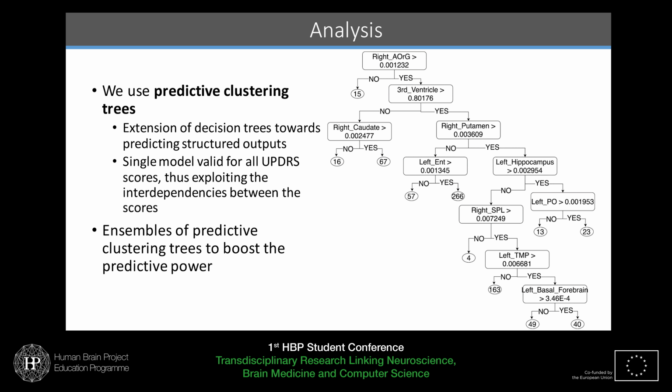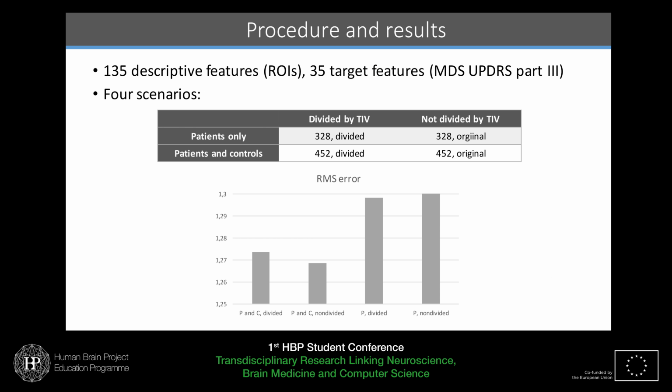And as you've seen in Draghi's talk, here we have a tree. In the nodes we have our regions of interest from the fMRIs. In the leaves we have the number of patients that fall into that cluster. We also use ensembles of predictive clustering trees to boost the predictive power. Now, as I mentioned before, we have 135 descriptive features, which are the ROIs, and we have 35 target features, which are the motor assessment scores.